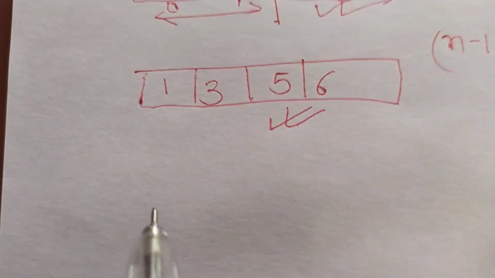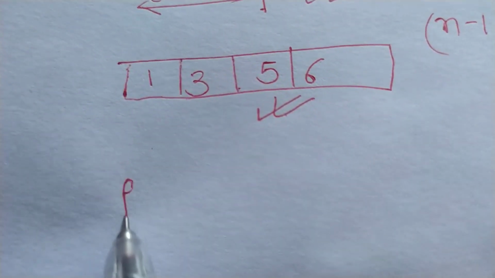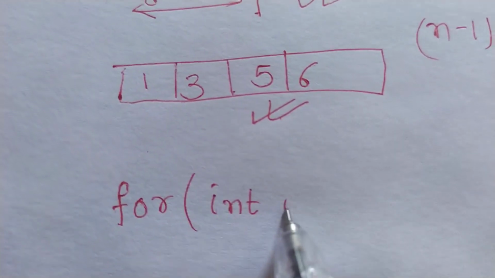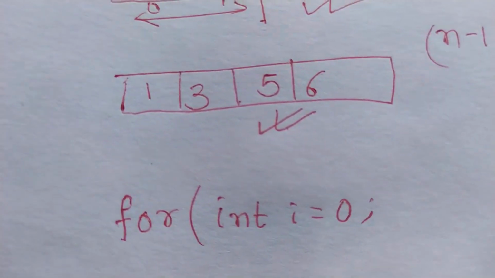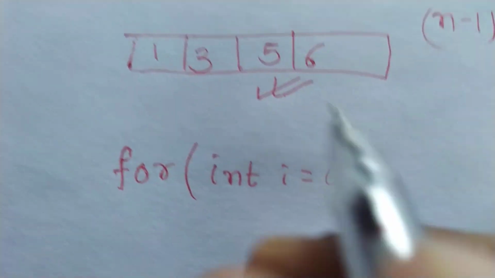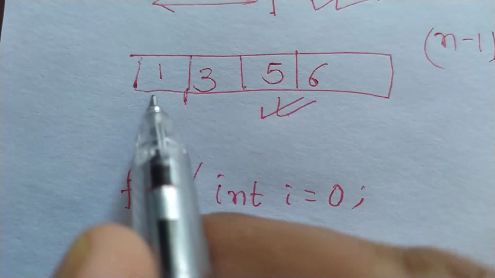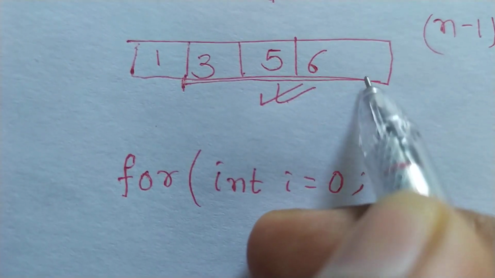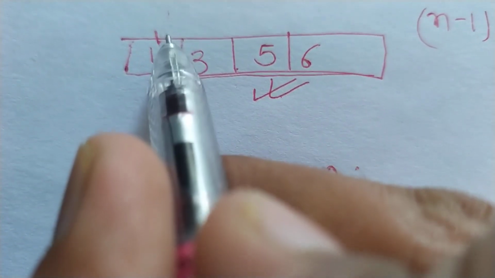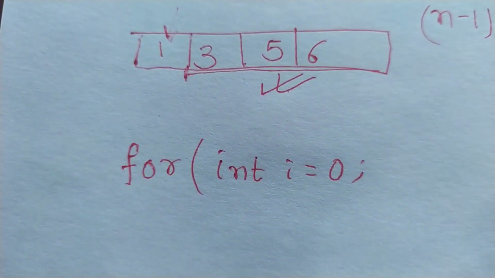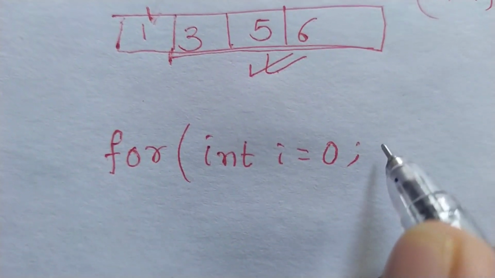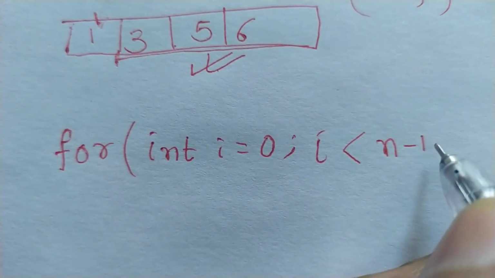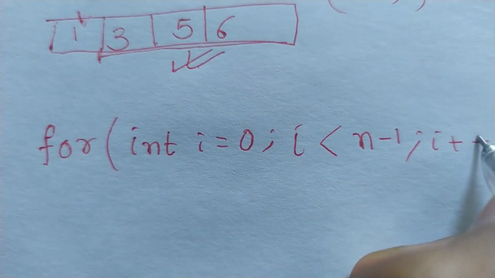So coming to the code part, we will start from i equals 0, and as I said earlier, we will loop n minus 1 times only, because when we are left with only one element it will already be sorted. i is less than n minus 1, i plus plus.